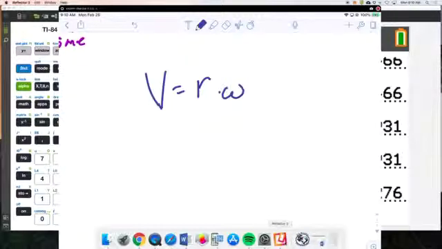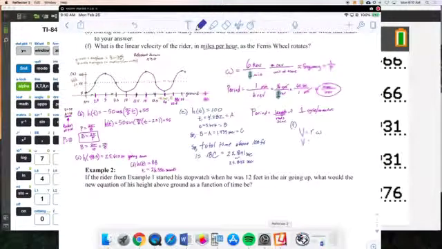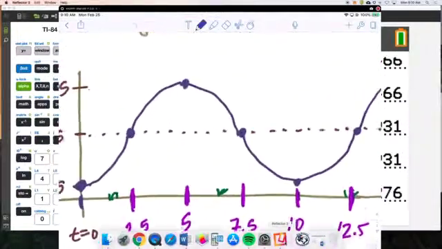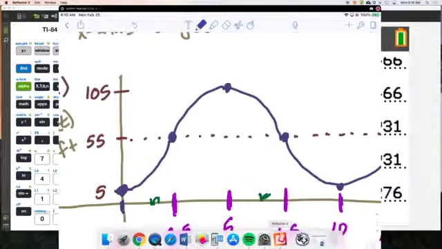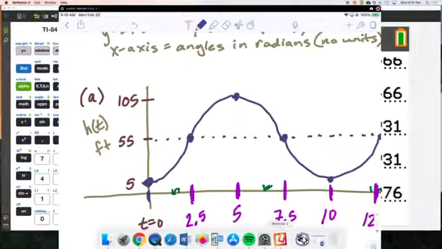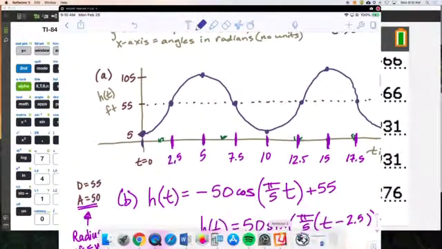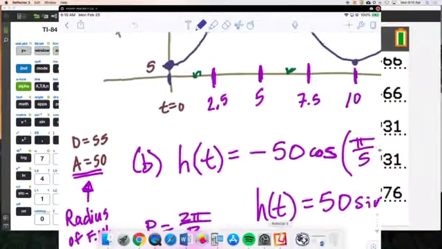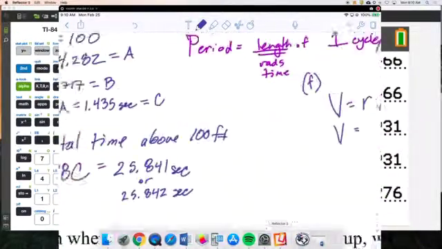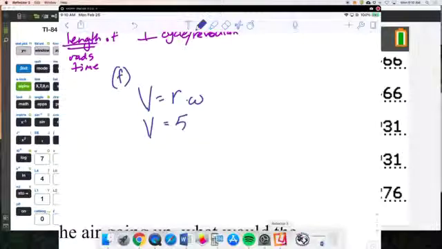Let's see if we have enough to plug in. We want to know the rider's linear velocity. So do we know the radius of the Ferris wheel? How can we get the radius of the Ferris wheel from this graph? I think we already talked about it. Yeah, it's 50, right? It's your amplitude. Your amplitude is your radius, okay? So that's 50. I'm going to put units here because we want it in what units at the end?